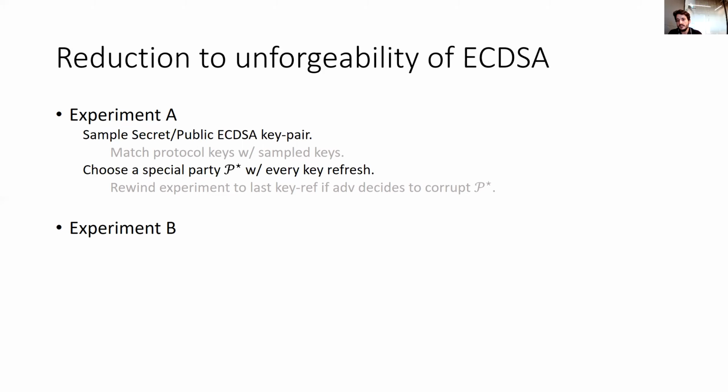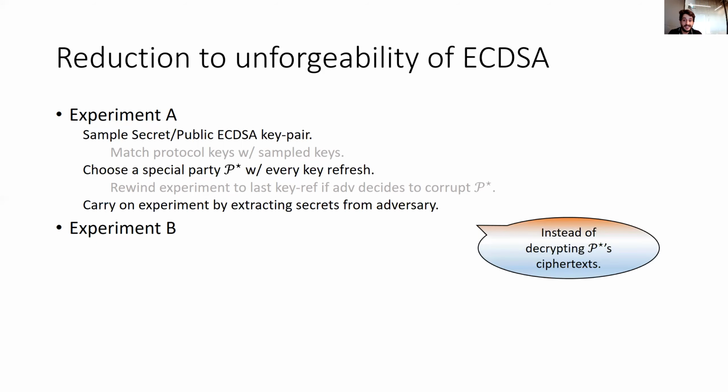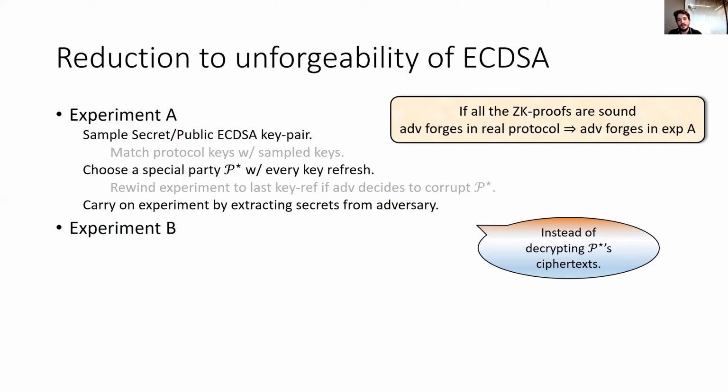This technique of electing a special party allows us to handle adaptive adversaries, because we will argue that the adversary cannot guess this party all the time. So finally, the simulation is carried out by extracting the relevant secrets from the adversary instead of decrypting the special party's ciphertext. In the paper, we show that as long as the zero knowledge proofs are sound, if the adversary forges the signatures in the protocol, then the adversary also forges signatures in experiment A.